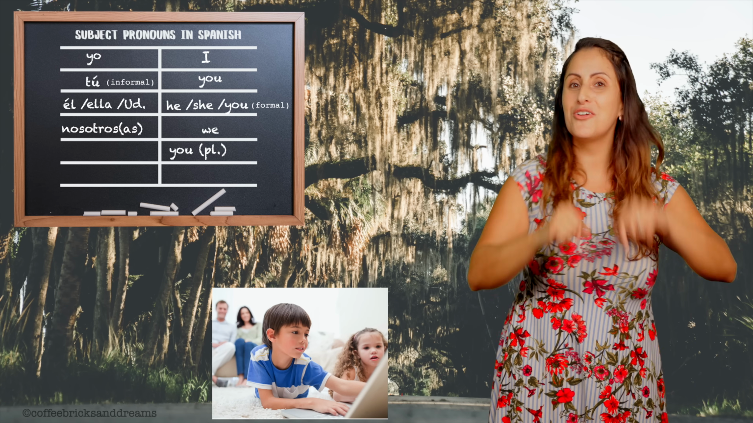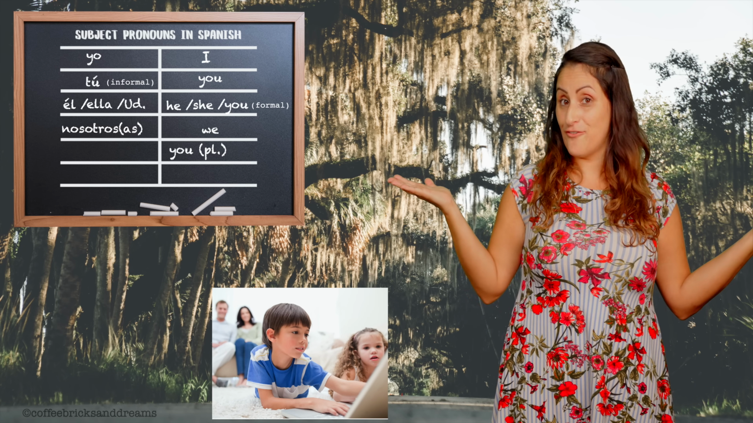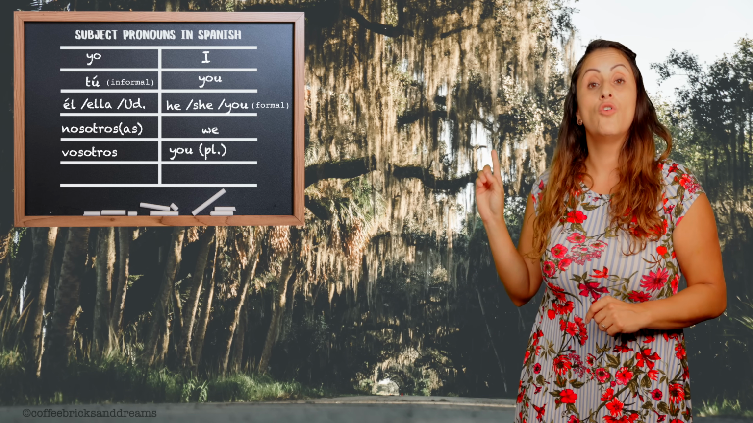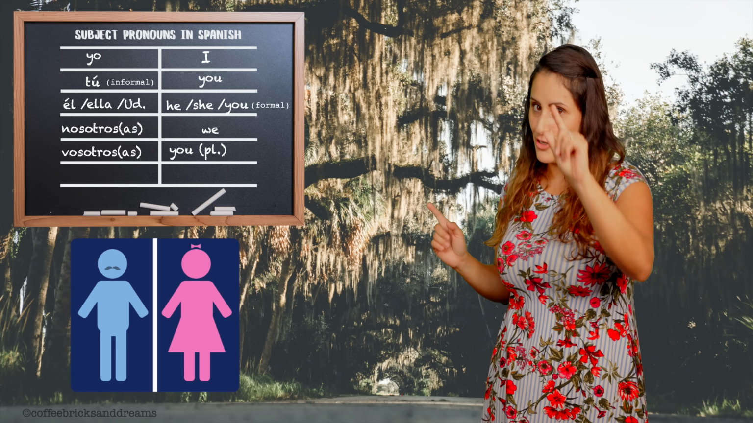Very good. In English, you have a subject pronoun to say you, as in you, a group of people, more than one you. Maybe you're watching this video with another friend or a family member, so I'm talking to you guys. That is going to be the subject pronoun vosotros. Now, it can also change into vosotras. But here's the trick with vosotros and vosotras.